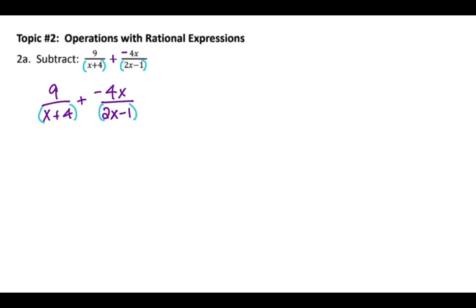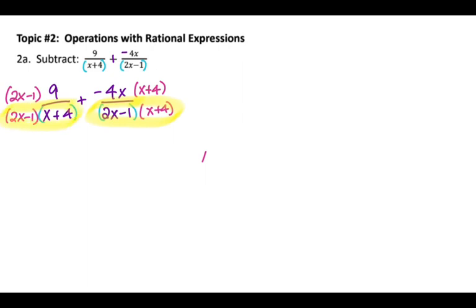Now, what you're going to do is multiply each fraction by what the other fraction has for the denominator. So I'm going to multiply my first fraction by 2x minus 1. And of course, whatever I do to the top, I also need to do to the bottom. And then for my second fraction, I'm going to multiply by x plus 4. Now, if you look at my common denominator, I can see that both of them have 2x minus 1 and x plus 4.